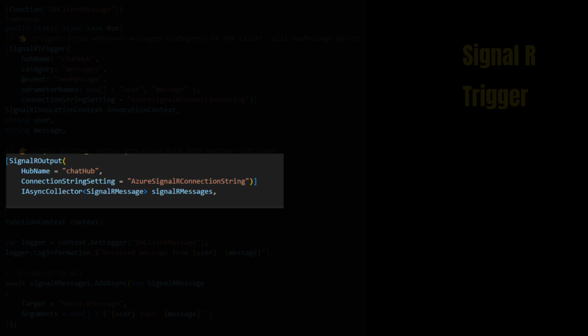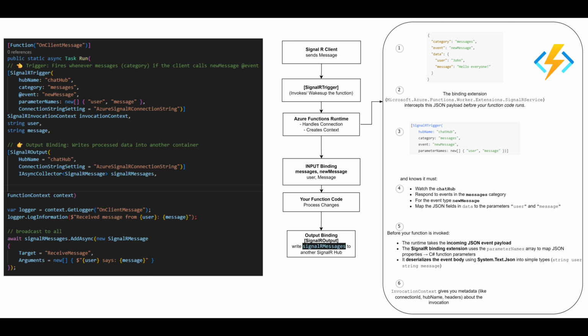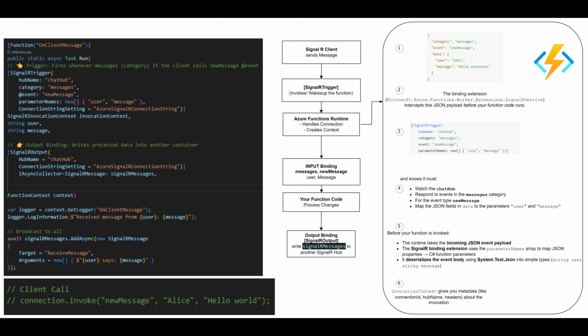If you want to visualize it, it's the same trigger function concept. The trigger over here is the Azure SignalR Trigger. This trigger invokes the Azure function. The code is what you have seen earlier while we walked through it. The client call looks like this, as you can see in the bottom left of the screen: connection.invoke, NewMessage, Alice, or anything, and hello world.